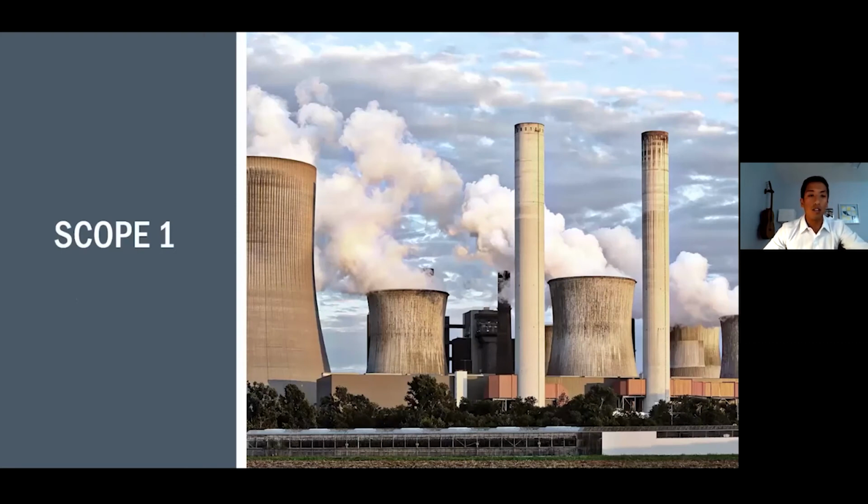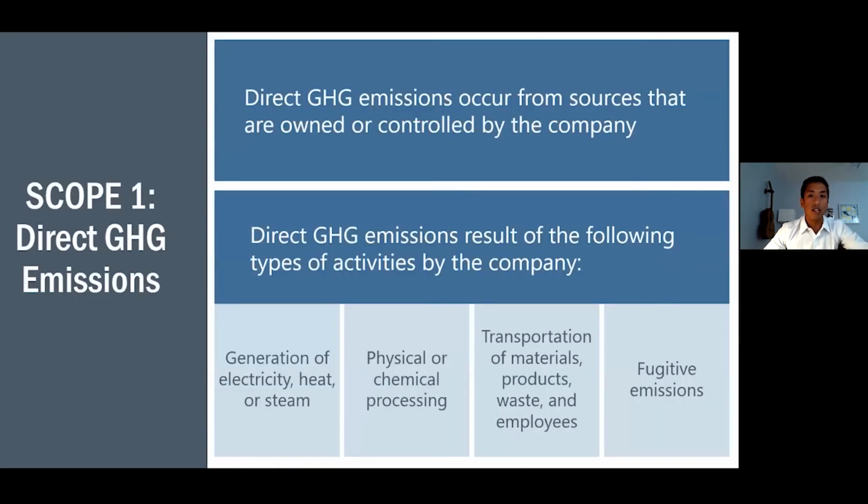So scope 1 emissions. This is really the first step. So what are direct emissions on site at your facility? Whether they're the generation of electricity, heat, or steam, or combustion of generators, boilers, or even physical or chemical processing. So if you're processing chemicals or materials like cement or aluminum, what's the associated chemicals that are coming off of that contribute to greenhouse gases?